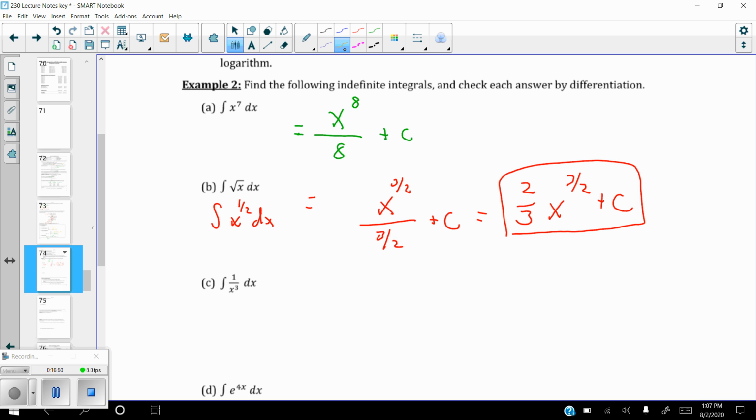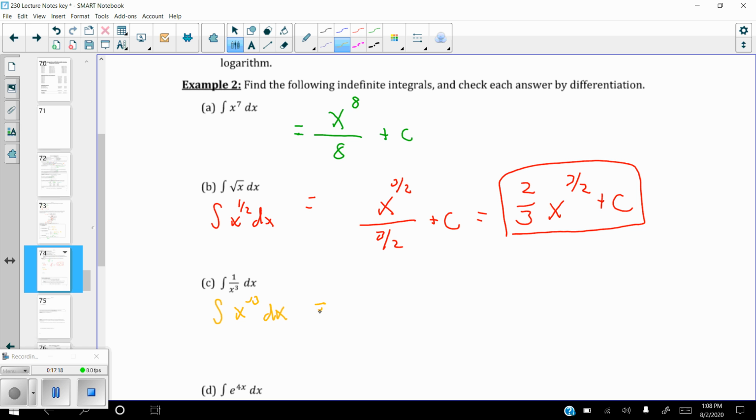Okay, in letter C, we need to rewrite this as a power. Now remember that this is not 1 over x, it's 1 over x cubed, so it's not a natural log. Only 1 over x, or 1 over a linear function, will be a natural log antiderivative. So we need to rewrite this. Instead of 1 over x cubed, we can write that as x to the -3 power. And now I can use the power rule.